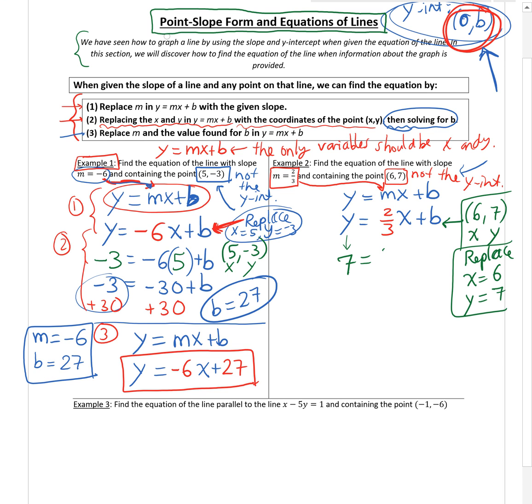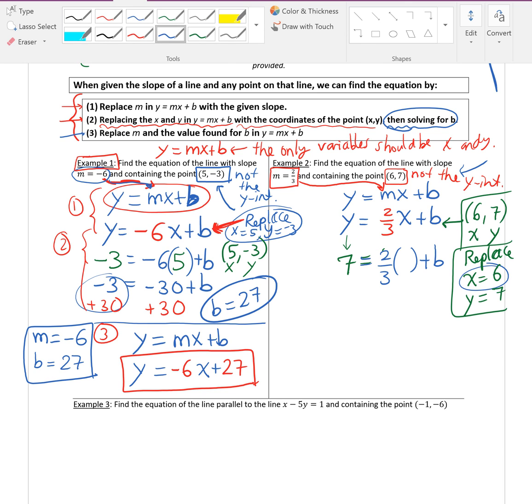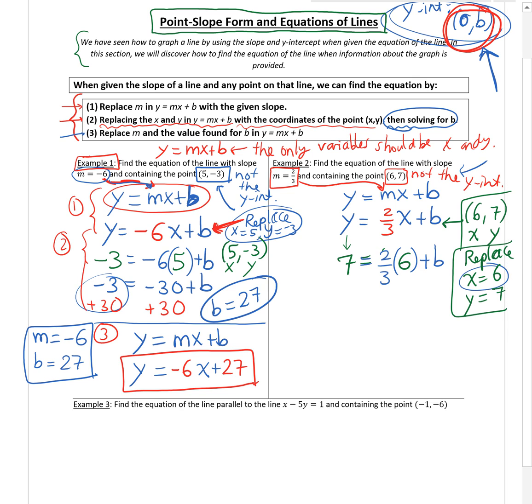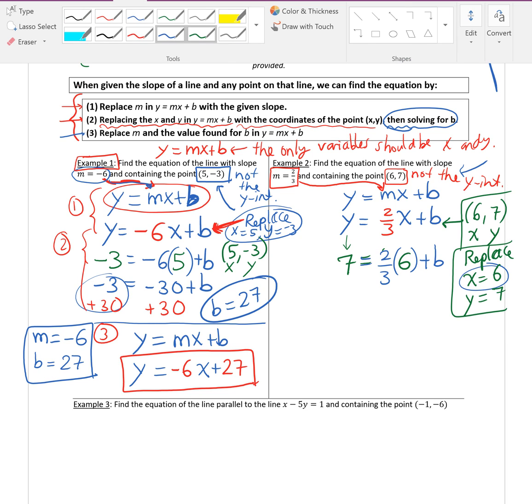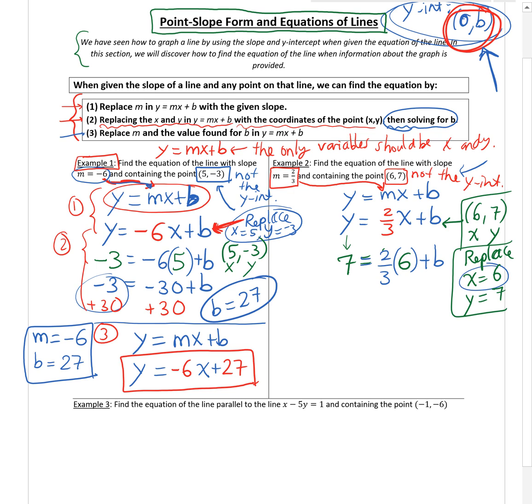2/3 x, but we said we want to replace x with, what, 6 here, huh? And go ahead and do that, 6. And I would always put it in parentheses so I don't forget what's going on between. If you put 2/3 and then 6, you're not going to know what the operation is. So it's good to write that in parentheses.